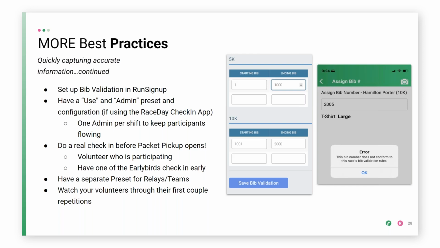And then on the far right there, you can see that there's feedback for a participant or for a volunteer trying to check someone in with a number that's out of range. Again, this is another reason why it's really good to put those guardrails on for the volunteers, but also to have someone on staff there to troubleshoot if they need to assign them 2005 for some strange reason.